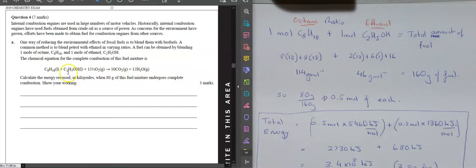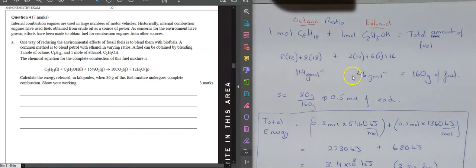You know it's a 1-to-1 ratio in moles, so you need to turn your moles into grams. The easiest way is to find the molar mass. So you know the ratio is 114 grams of octane for every 46 grams of ethanol. If you add those two together, you would have 160 grams of fuel in a 1-to-1 mole ratio, and you can see that 80 is half of that.